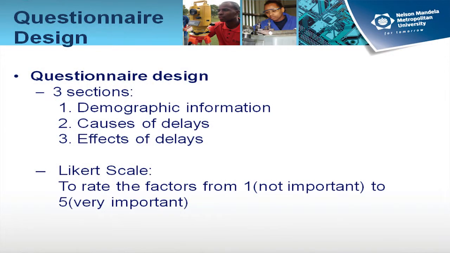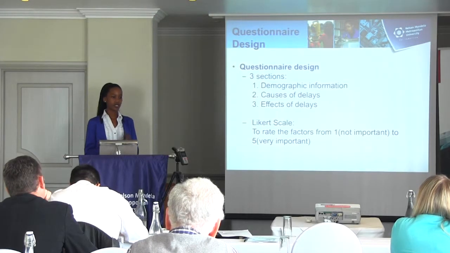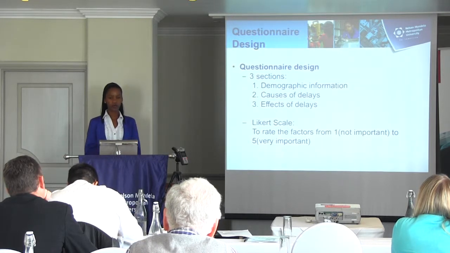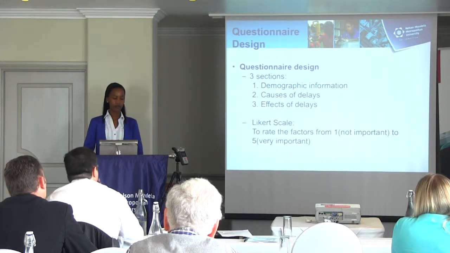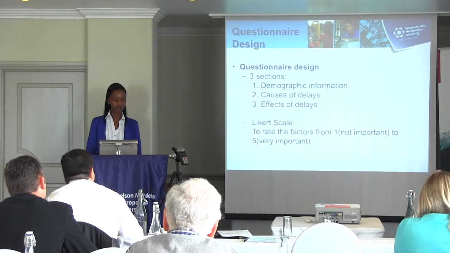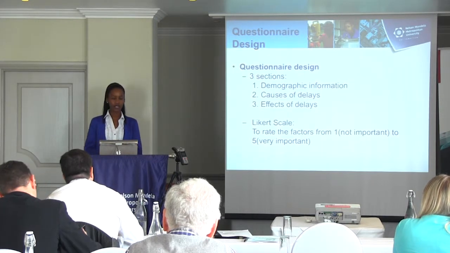My questionnaire had 3 sections. Section 1 dealt with the demographic information of my respondents. Section 2 dealt with the causes, and Section 3, the effects of delays. A Likert scale was employed to rank each factor and each effect in terms of importance on a scale of 1 to 5. And that is 1 being not important and 5 being very important. But another variable, which was number 6, was added to the scale to improve the accuracy of my respondents in terms of if a respondent was not sure how to answer the question, they could tick that instead of giving an inaccurate response.